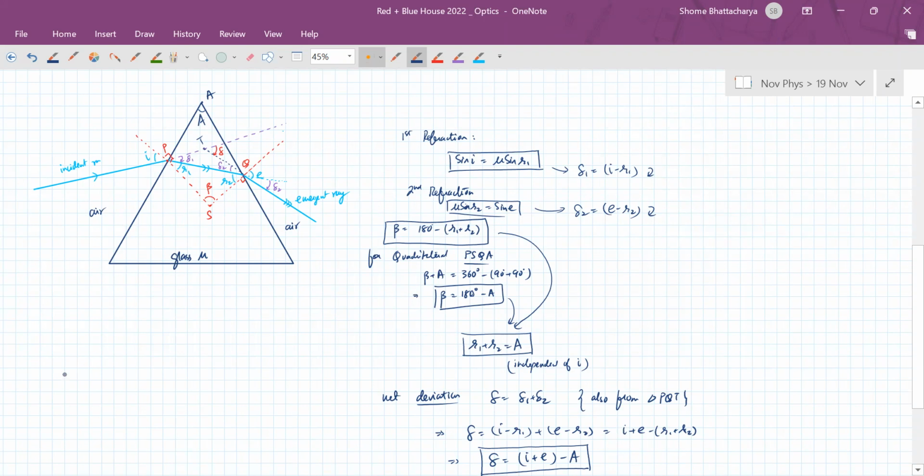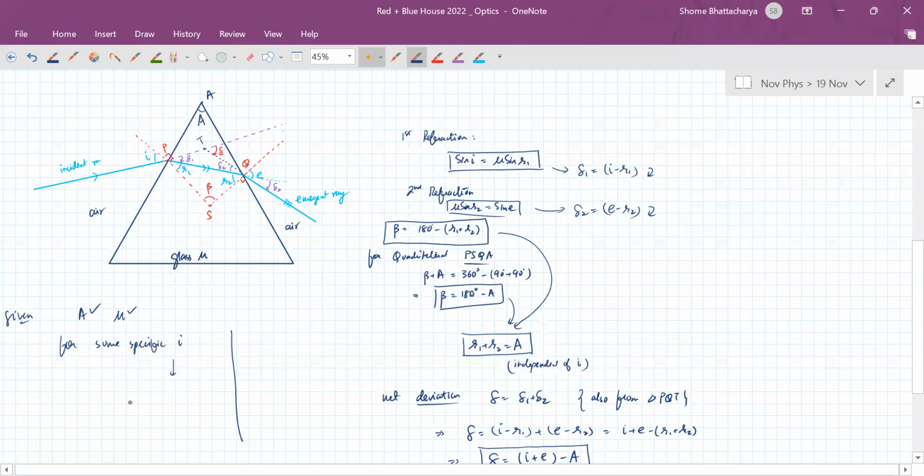So this is the process of finding the angle of deviation. Given that we know the angle of the prism and the refractive index of the glass, for some specific angle of incidence, first use the relation sin I = mu sin R1. From this we'll find R1. Then use the relation that R1 + R2 = A. So from this we find R2.